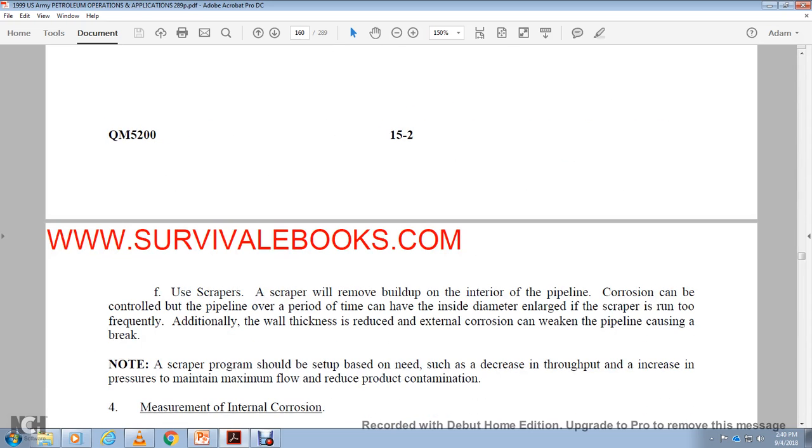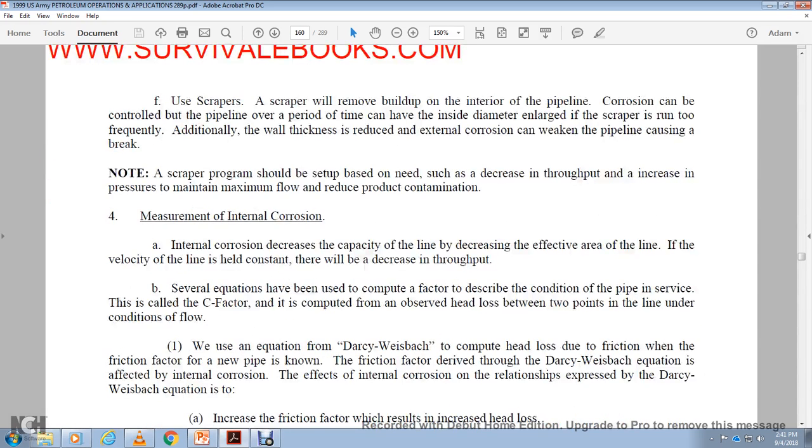Use of scrapers. The scraper will remove the buildup on the interior of the pipeline, the corrosion, and be controlled with the pipeline over a period of time. Clean pipe has its inside diameter enlarged by the scraper run. They are frequently run with additional care, as the wall thickness is reduced, the corrosion can weaken the pipeline, and the pipeline can break. Note, the scraper program should be set up based on need, such as a decrease in throughput and an increase in pressure to maintain maximum flow and to reduce product contamination.